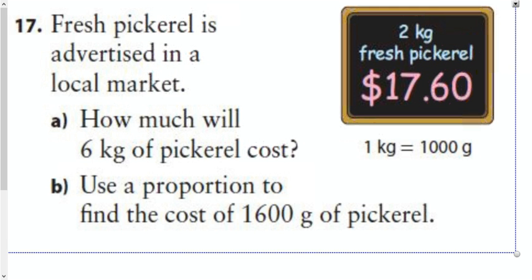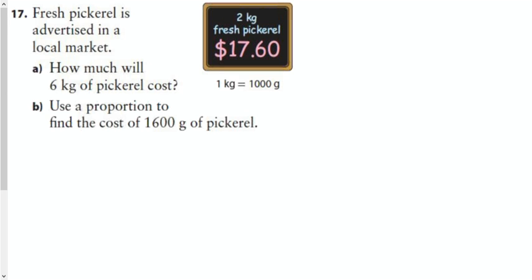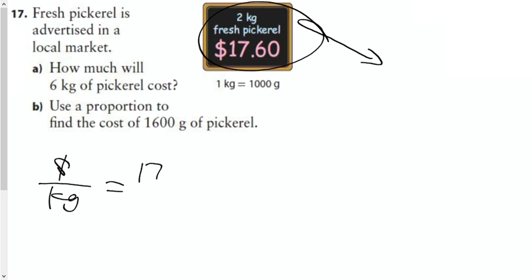And your last question from your homework has to do with a pickerel, which I did not know what a pickerel was, but apparently it's a fish. Fresh pickerel is advertised at the local market. How much will 6 kilograms of pickerel cost? So right here, what information is given to us? That's called a rate. Now, do I want to do dollars per kilogram or kilograms per dollar? I'm going to put dollars to kilograms to start, and it's $17.60 for 2 kilograms. How much will it cost for 6 kilograms?